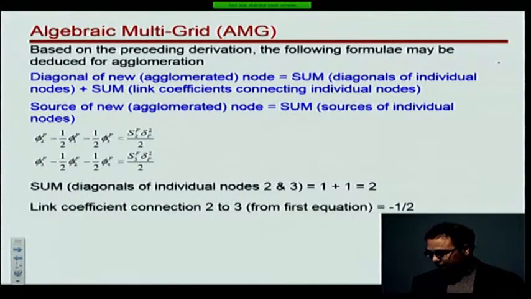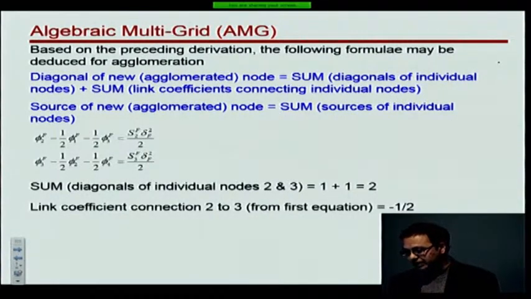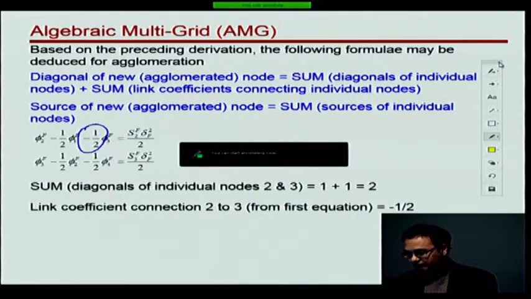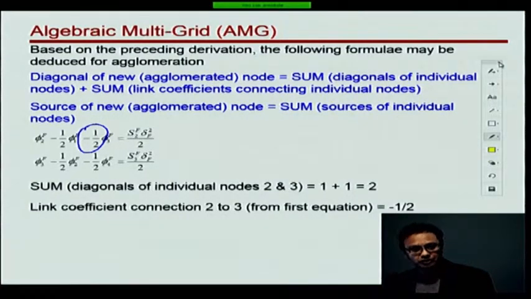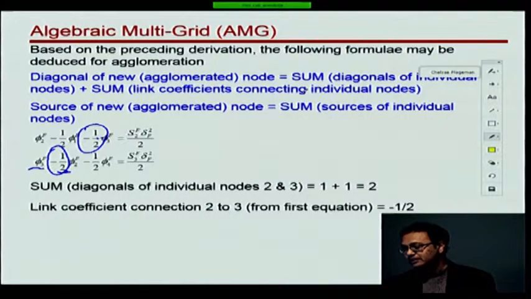So link coefficient from 2 to 3 is right here, negative 1/2. Okay, first equation. And then you have also connecting from 3 to 2, which is negative 1/2. Remember, this is the equation for node number 2, and to its right you have node number 3.